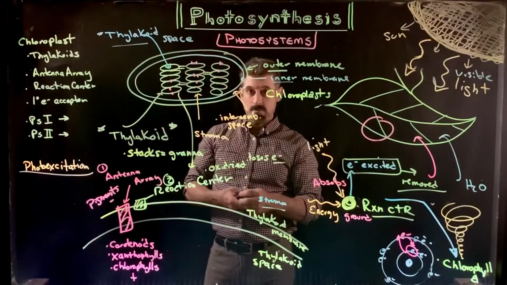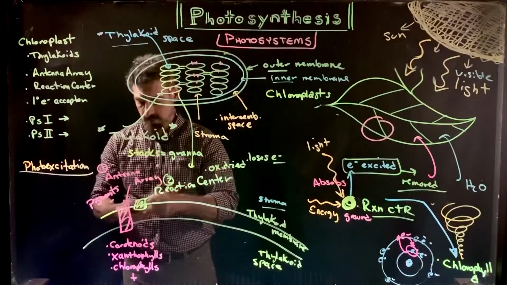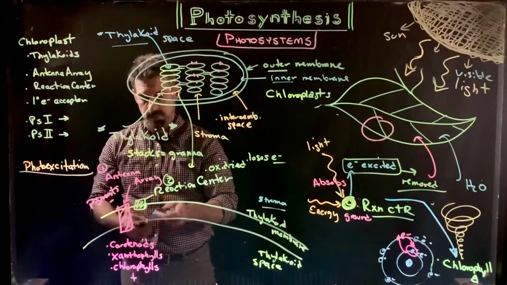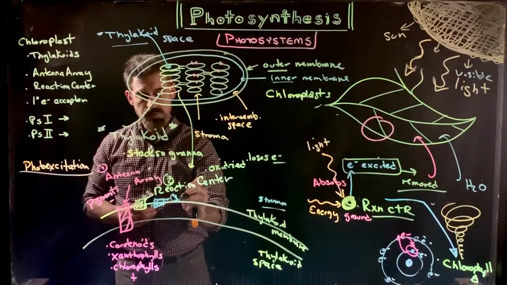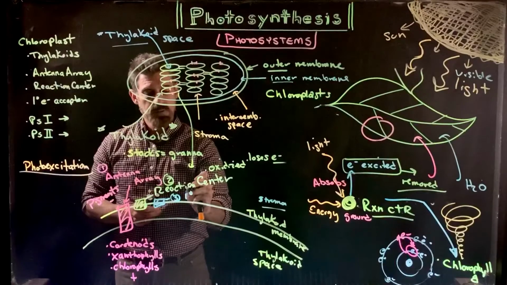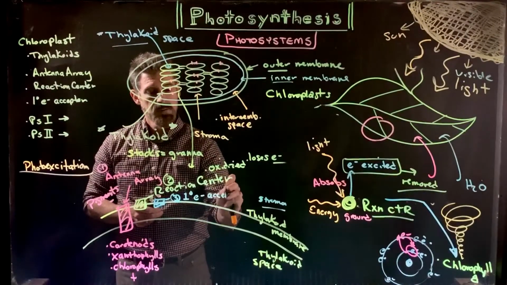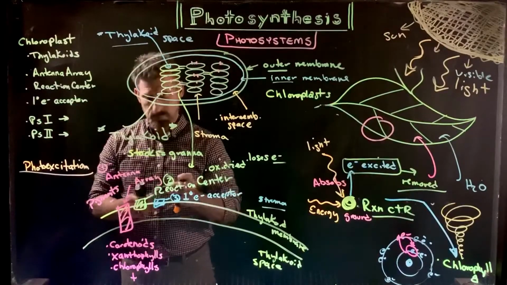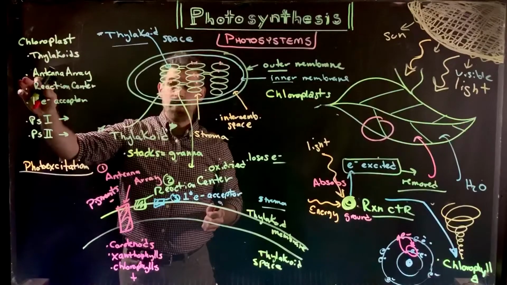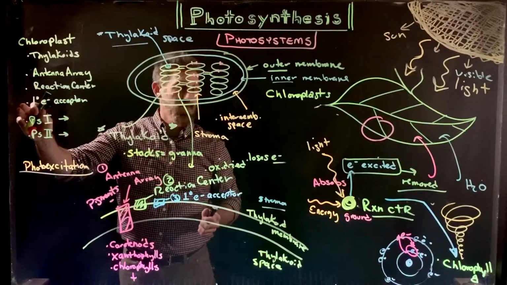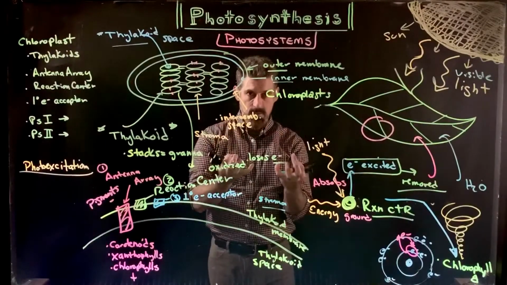That goes to something called a primary electron acceptor. I'll give it a different color here just so we can see it. That's going to be number 3. A primary, that's a number 1, little prime, electron acceptor. And this is going to be the 3 parts of a photosystem: the antenna array, the reaction center, and a primary electron acceptor. So the antenna array are all the pigments absorbing the light energy.